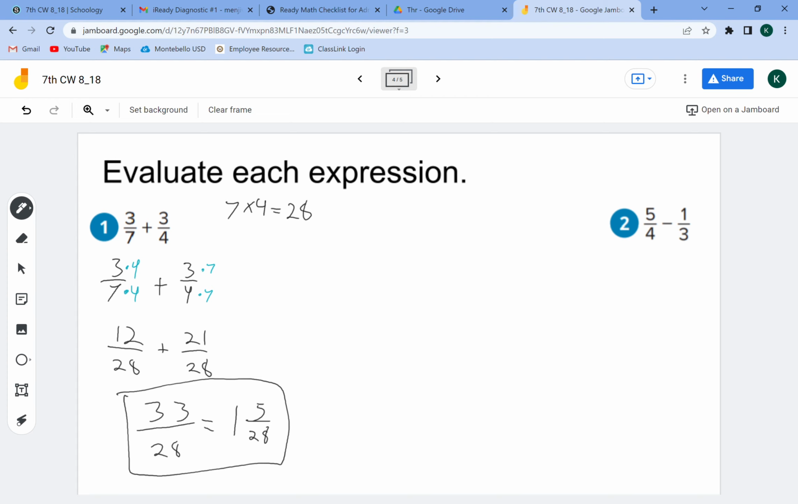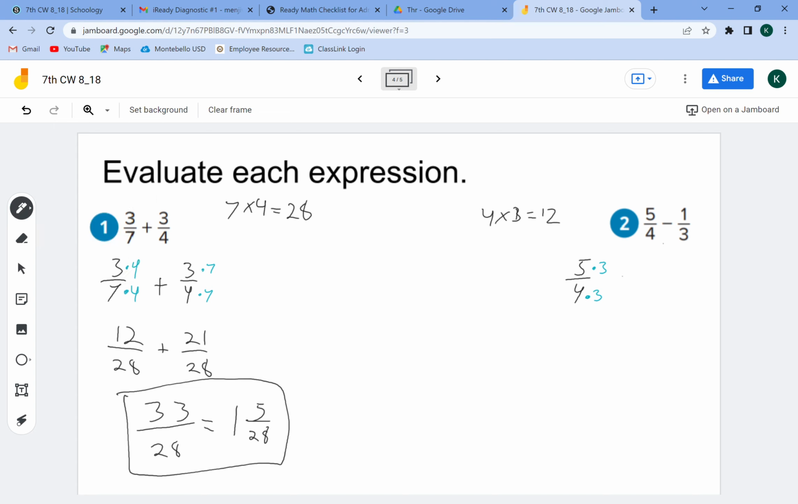Now we do the same thing for this one. I want to find the common denominator. Again, the easiest way is to multiply the denominators together. So I'll do this on the side: 4 times 3, which is 12. So I'll put 5 over 4, and I multiply here by 3 and here by 3.